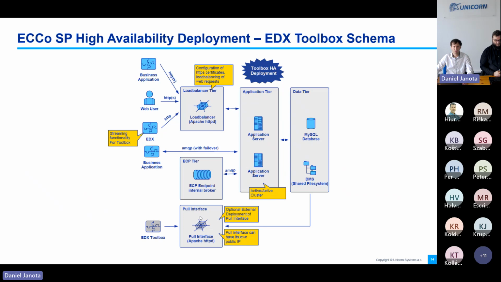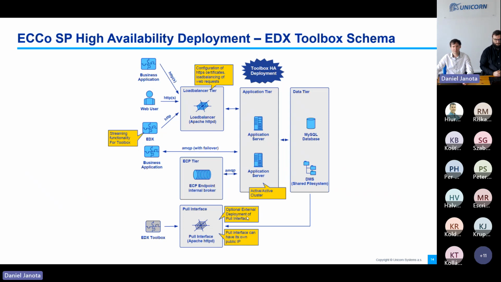On the bottom of the illustration, you can also see the pool interface, which is optional. You can see the external pool interface in order to provide your pool files via a separate network, for instance via an Apache HTTP server, and then other clients can download them via this external pool interface. Same as for FSSF, the pool interface needs to be connected to this DMS shared file system of the EDX toolbox.